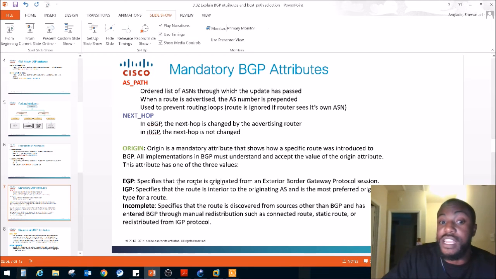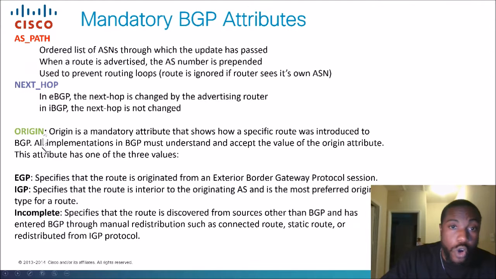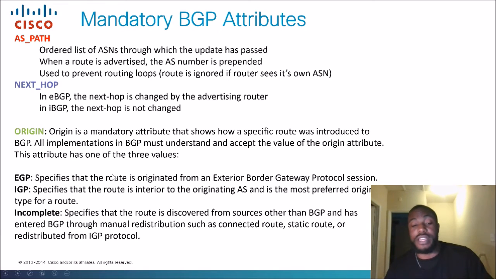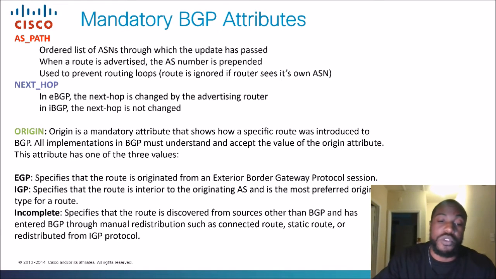Now, if there was an E, this would specify that it originated from an eBGP session. Again, we're not going to go over all the attributes. We may or may not do a part 2 on this. We are just going to talk about the attributes that affect the best path algorithm.